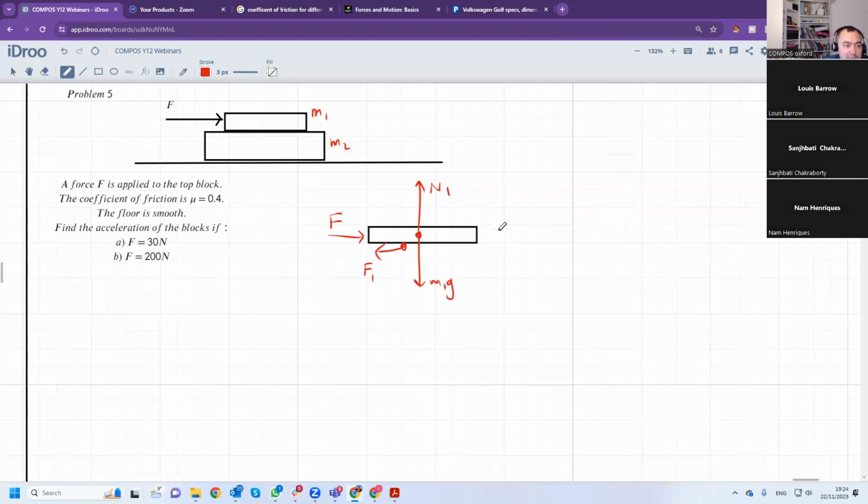Okay, so what can we get from this? N1 is equal to M1G. I hope that's clear, because the vertical forces are balanced as it's not moving up or down. Now we have the forward force. So mass times acceleration, M1A, is equal to the force minus F1, which is the friction force.